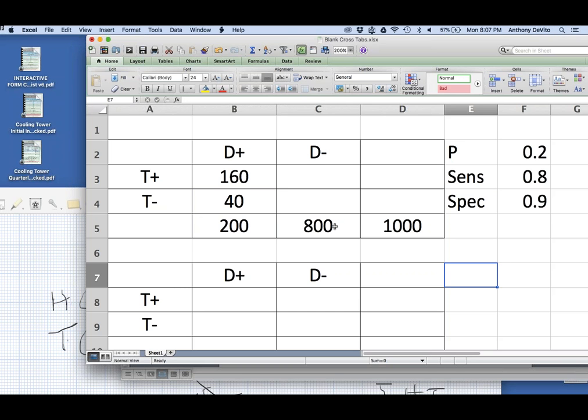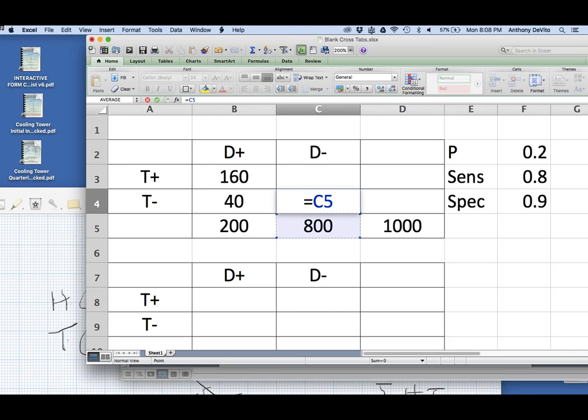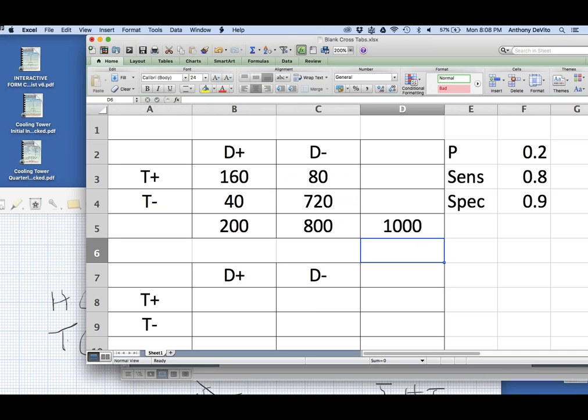Okay, let's do the same thing with the people that don't have the disease. The specificity is 90%. That means it's going to get it right 90% of the time. Which of these boxes are where it gets it right? Disease negative, test negative. That box is where it gets it right, 90% of the time. So for 800 people, it's going to be right 90% of the time, which is 720 people. How many does that leave where it gets it wrong? 80. The other 10% of the population that don't have the disease.